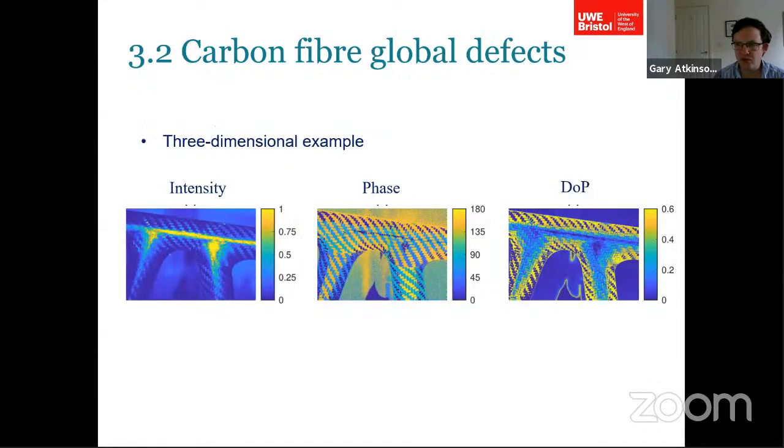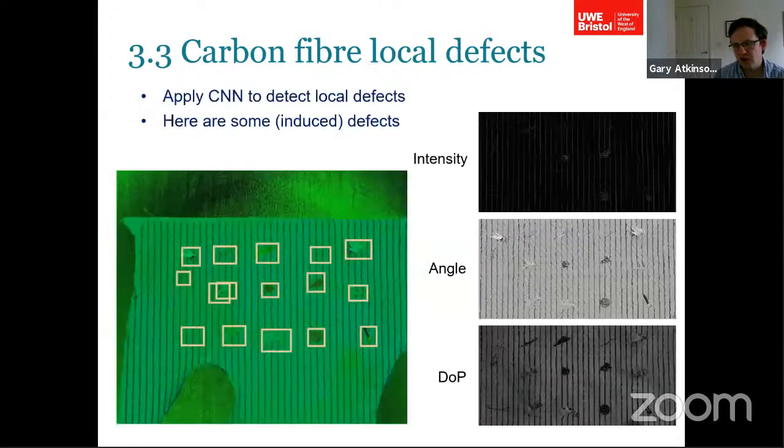So here's a 3D surface as well, but I think I'm a bit low on time, so I'll move on from that. If you wanted to localize the defects, you can do that as well. It's a little bit more challenging though, because the defects can take many different forms. What we've got here is some recent work that we've done with the National Composite Centre.